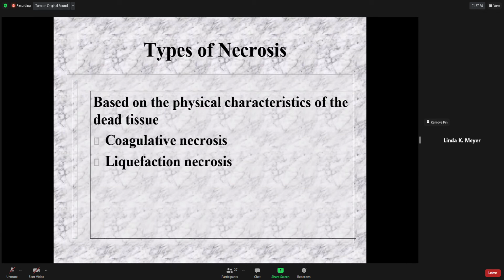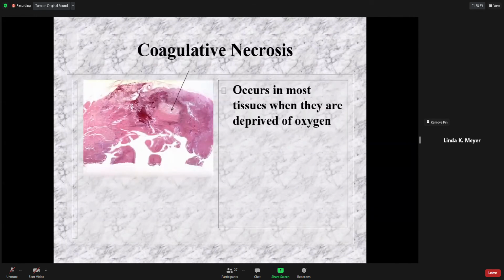Then there's liquefaction necrosis. Instead of being semi-solid, like a cooked or fried egg white, the tissue liquefies. It's in a liquid state. And then caseous necrosis is just like if you left cheese out for a couple days and you picked it up, it would be what's called friable, meaning it crumbles and breaks apart, doesn't hold together. So all three of these are based on their physical characteristics.